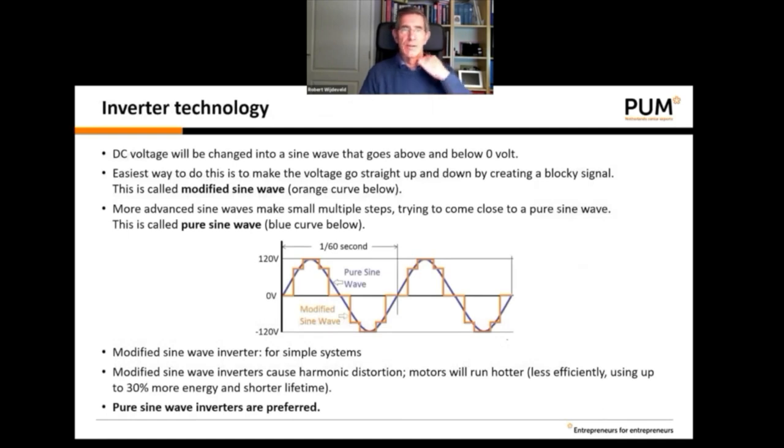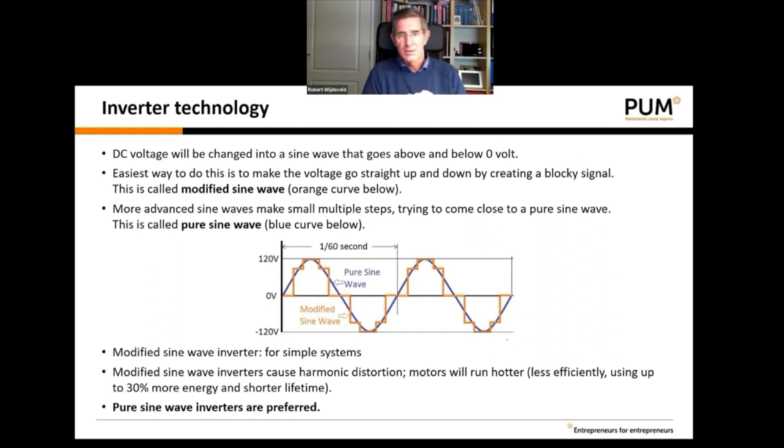The technology from an inverter. So the DC voltage will be changed into a sine wave, and that goes above and below 0 volt. The easiest way to do this is to make the voltage jump up and down, creating a blocky signal. That's called a modified sine wave. You see it in the graph underneath in the orange curve. It's a very blocky, rough sine wave.